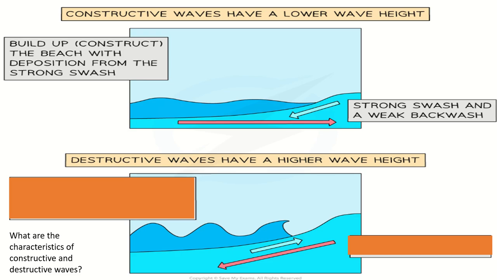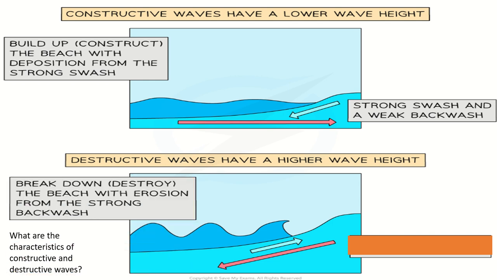In contrast, destructive waves have a much higher wave height. They also have a shorter wave frequency, which you can see by these close together waves on the destructive wave. As they break down and erode the beach, they do that because while they have quite a weak swash, they have a very strong backwash, which is able to drag that sediment out to sea.